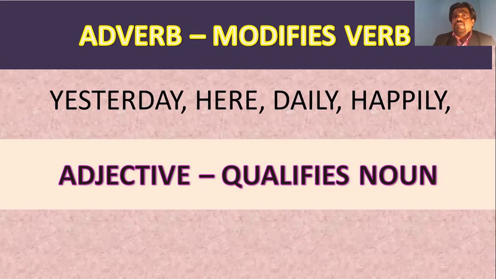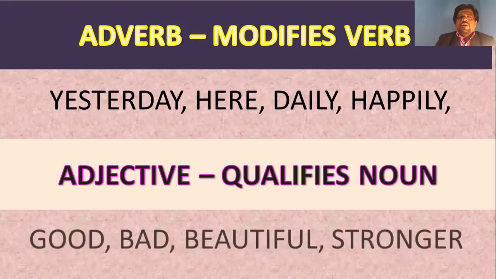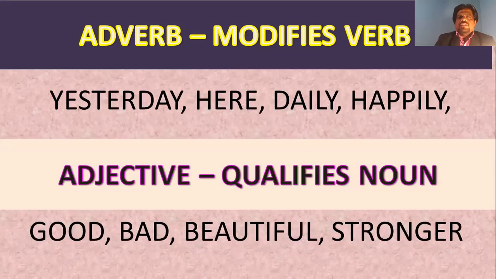It could be an easier way to say. The thing is that a noun in a sentence is used either as a subject or as an object. We call them adjectives, nothing else. And examples for adjectives are good, bad, beautiful, stronger.